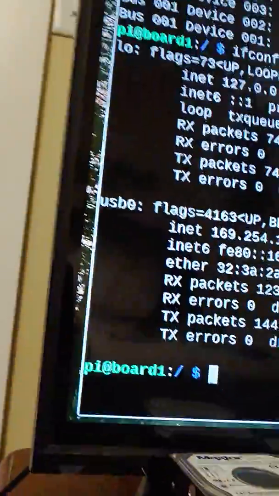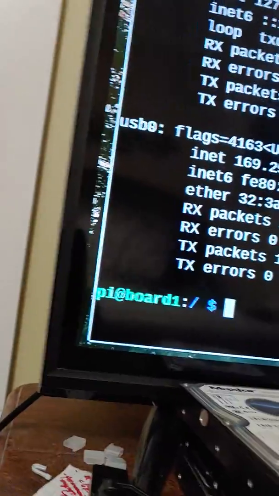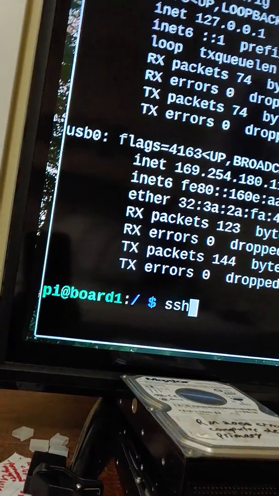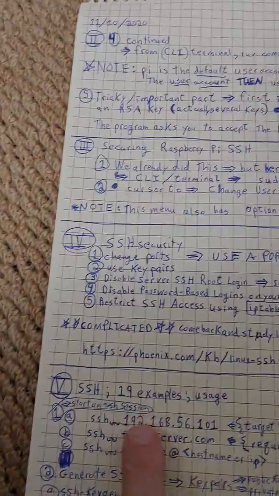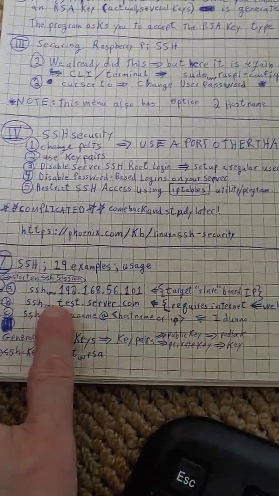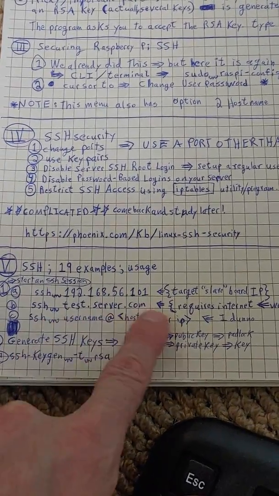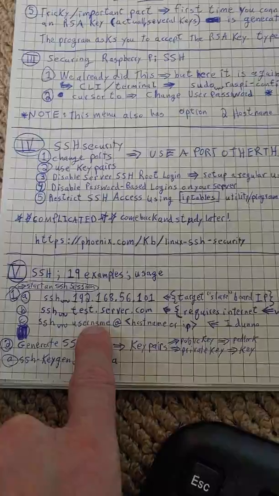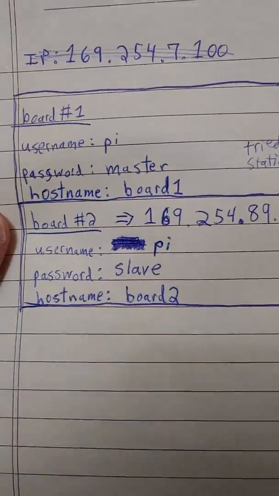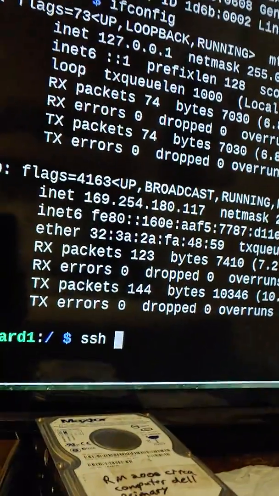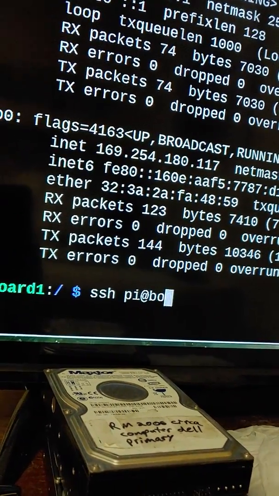But let's see, we could probably SSH right into it. I hate to do this on the first. SSH, space. Where did I put my instructions here? It'll be on this page. Oh yeah, you can go by the IP address or by the .com address or .org or whatever. We don't have one of those because we're an air-gapped computer. Username at hostname. All right, so I should be able to do username pi at hostname board2. So pi at board2.